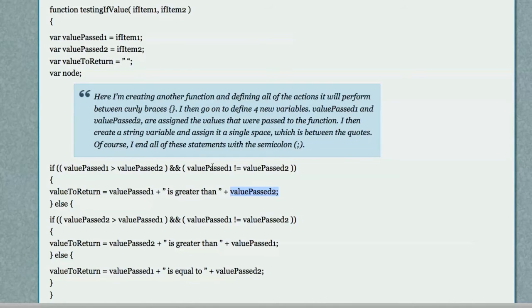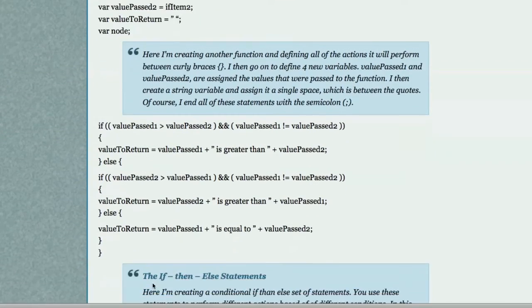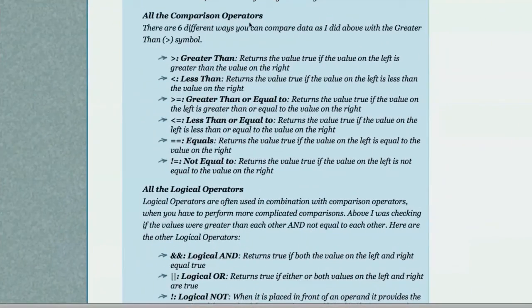If this and this were not true, then this else-if statement would have been performed. And here we are checking in much the same way whether valuePassed2 is greater than valuePassed1, using the and symbol here to make sure that both conditions hold. And you can see here I continue on using the if-then-else statement and doing the same thing over and over again. There are multiple ways to compare values in JavaScript, and here they are listed out.